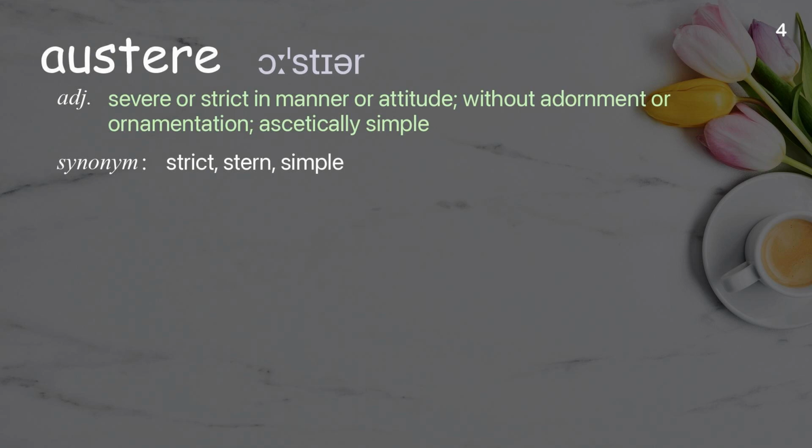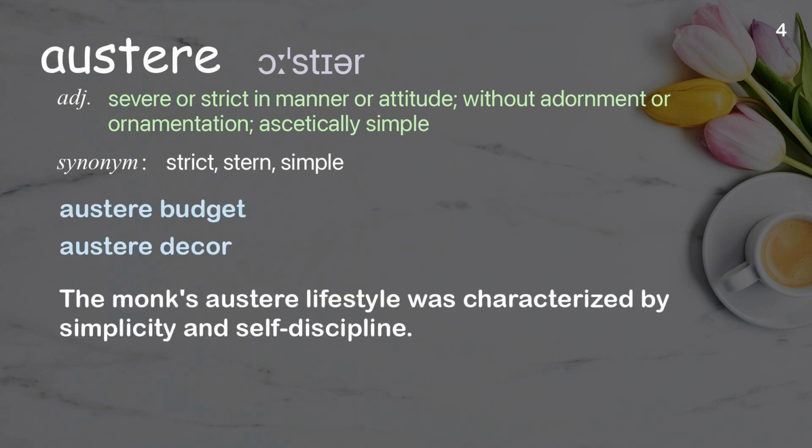Austere. Severe or strict in manner or attitude, without adornment or ornamentation, ascetically simple. Examples: Austere budget. Austere decor. The monk's austere lifestyle was characterized by simplicity and self-discipline.